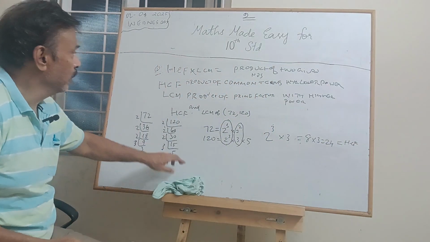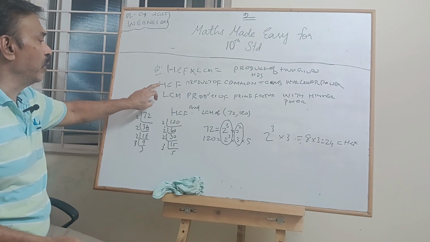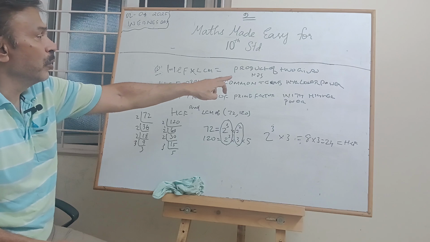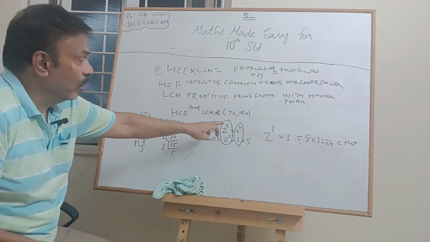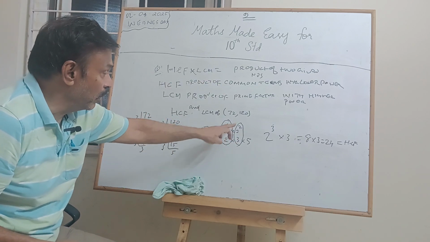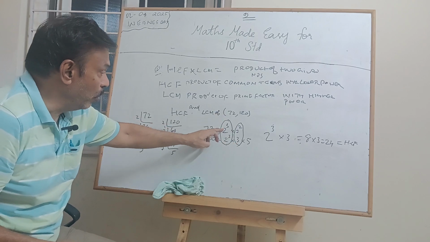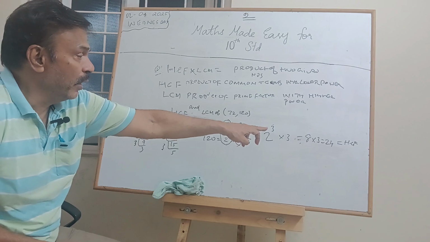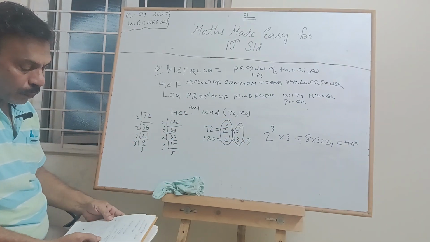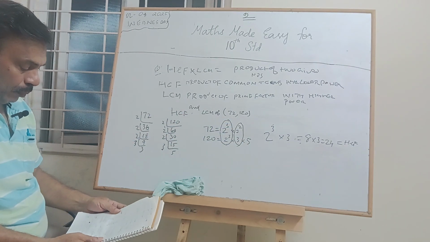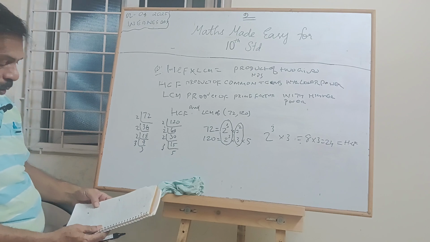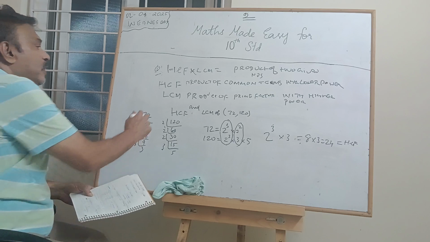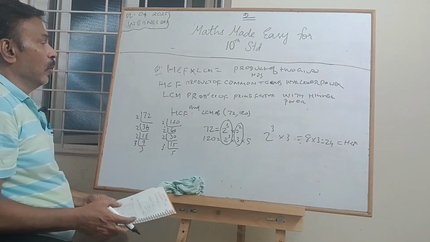Okay, do you understand how this HCF came? Take the lowest powers of the common terms. If you take the common terms, they should be common to both. This is how you should take 24 as the HCF.